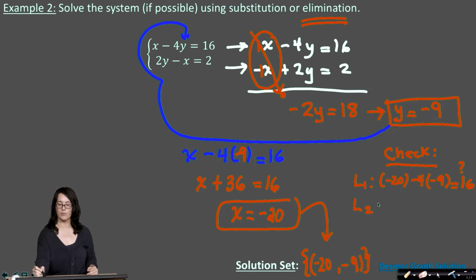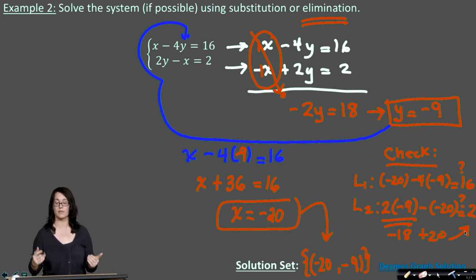For line number 2, on the other hand, I need to take 2 copies of y, which is -9. I need to subtract x, which is -20, so watch the double negative there. And the question is, does that give me 2? Let's see what happens. You get -18 plus 20. That is 2. So you have exactly checked that the same point exists on both lines, which means that this is your point of intersection. So this is a consistent, independent system.